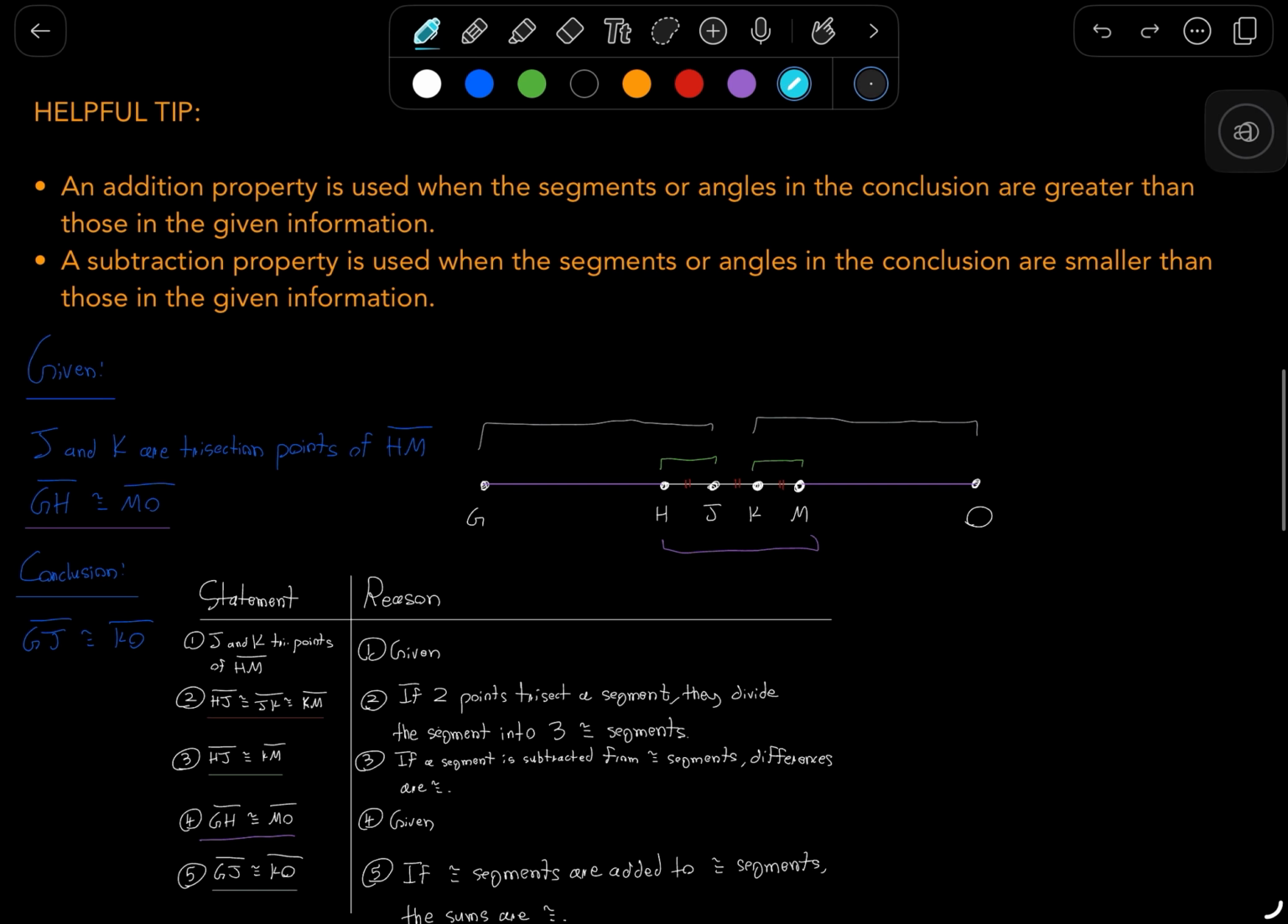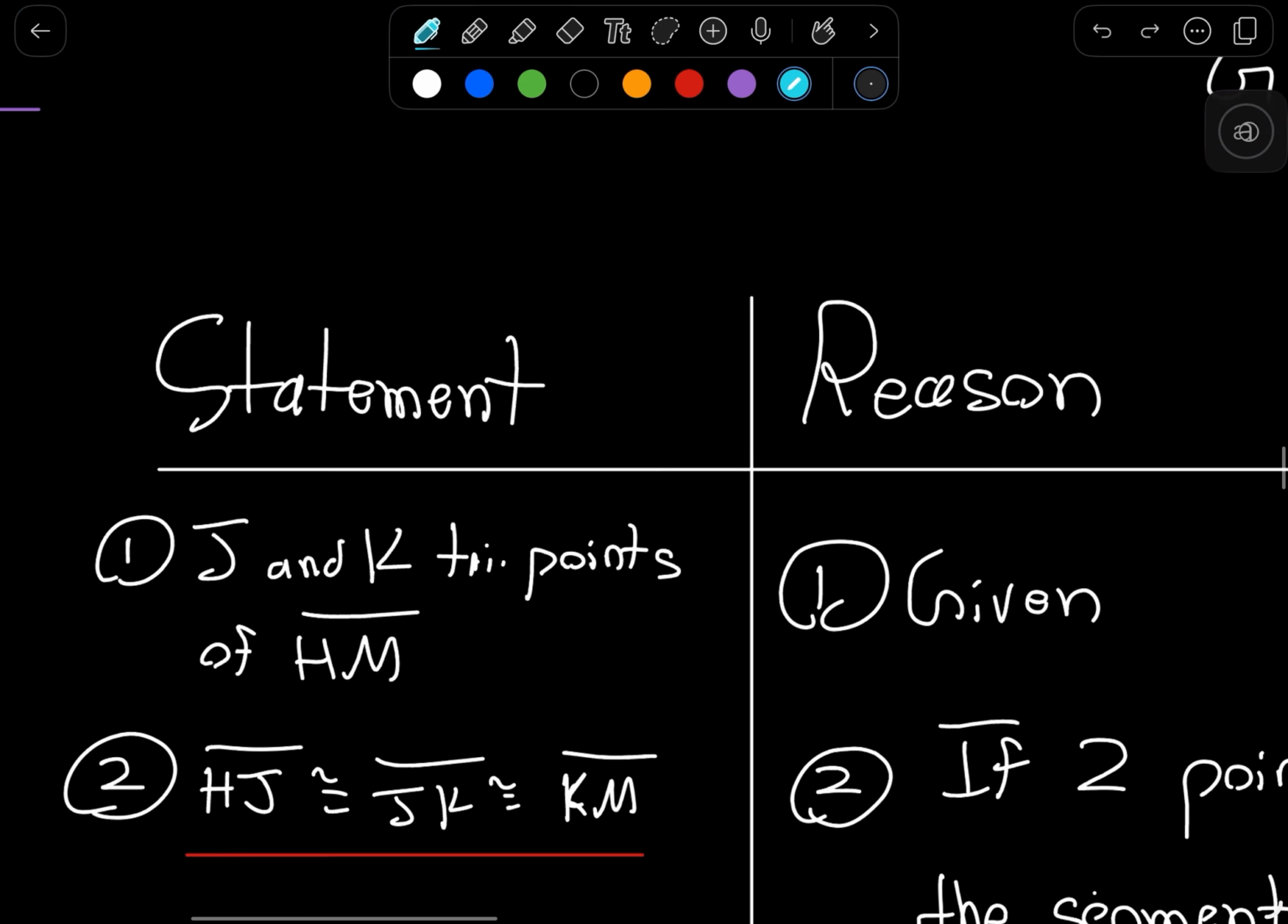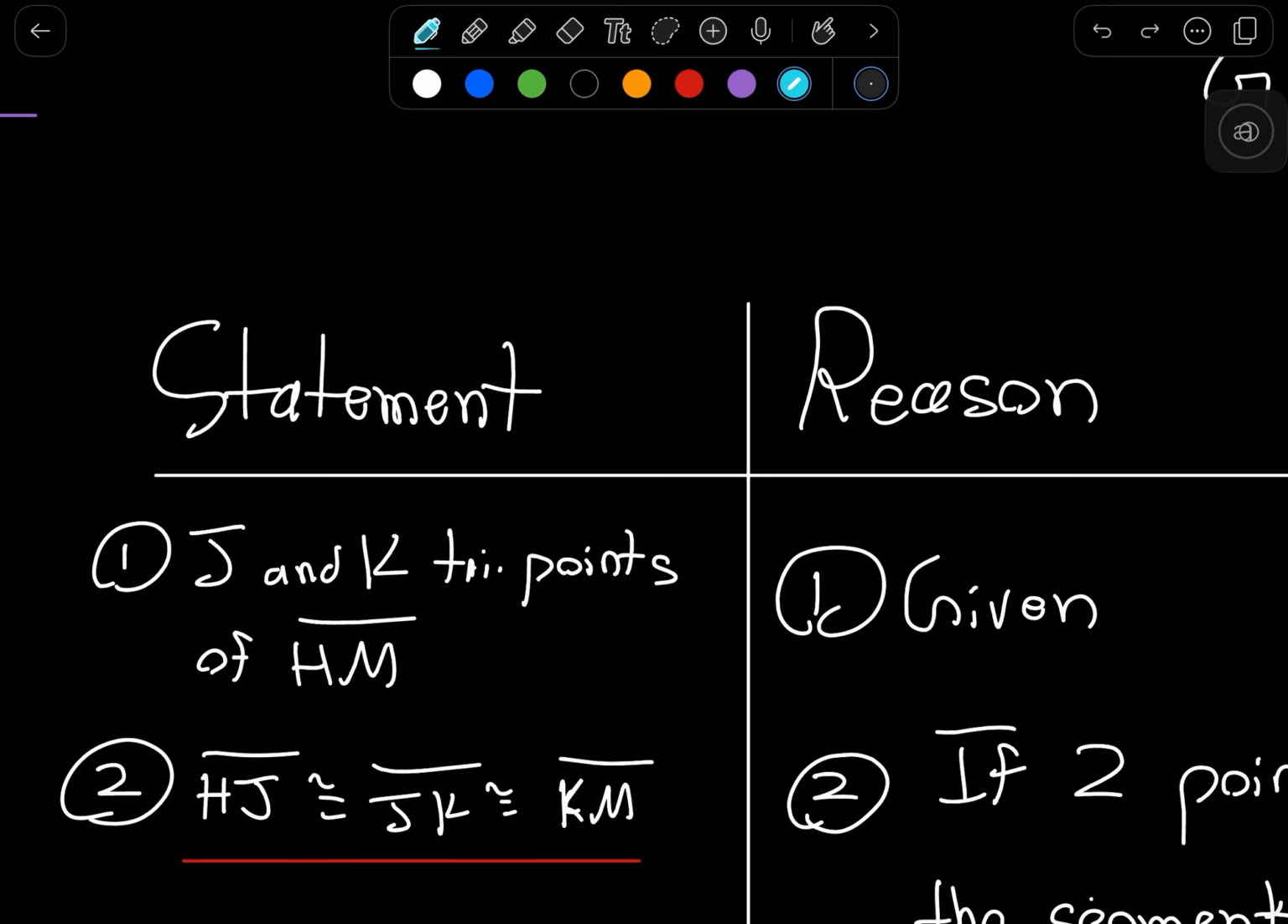So now you have to conclude that GJ is congruent to KL. How do you do that? Well, what's the first step? Remember, write down the givens. So I wrote down the trisection points. Then what's the logical conclusion we can make from the given information?